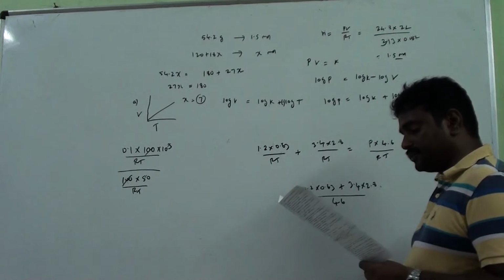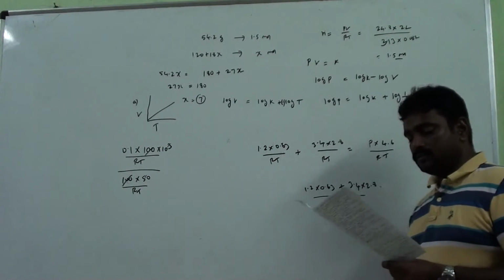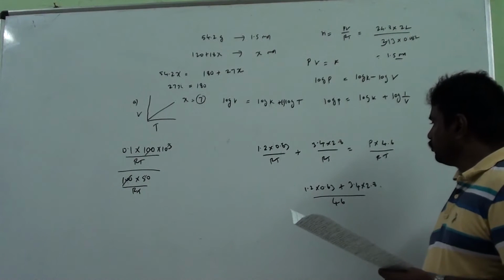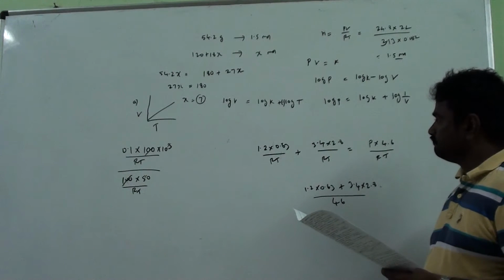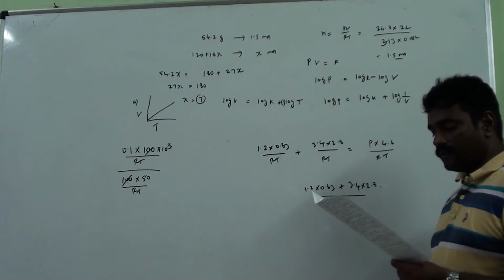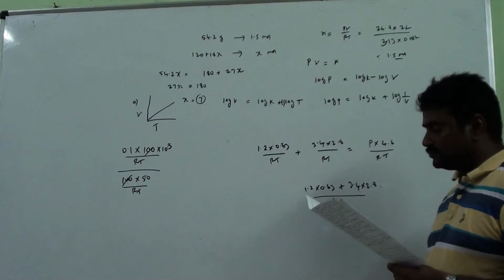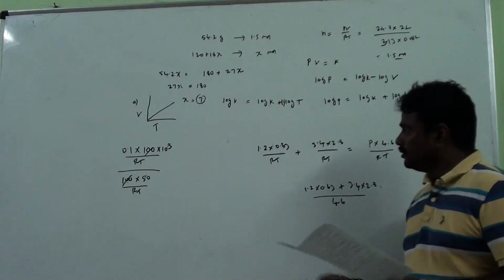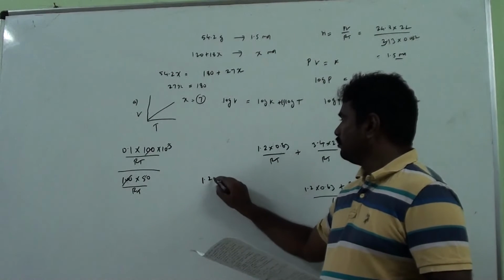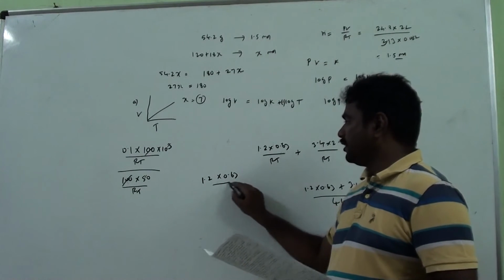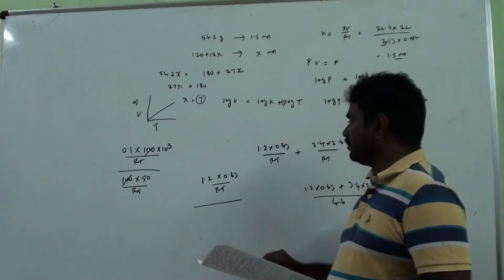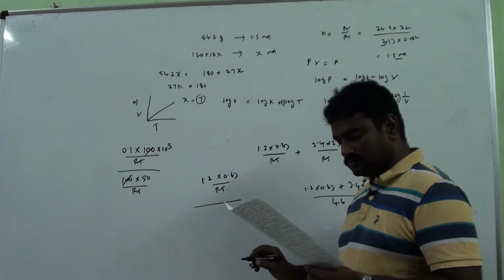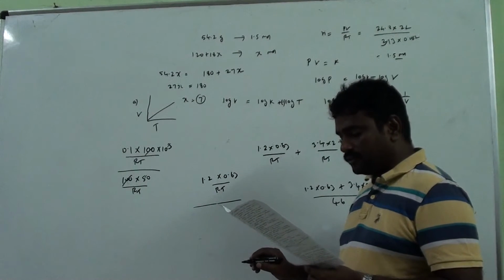Calculate the partial pressure of helium after opening that. Now, mole fraction into P2. Number of moles is 1.2 into 0.63 by RT. Divided by T. Temperature remains constant at 16 degrees.